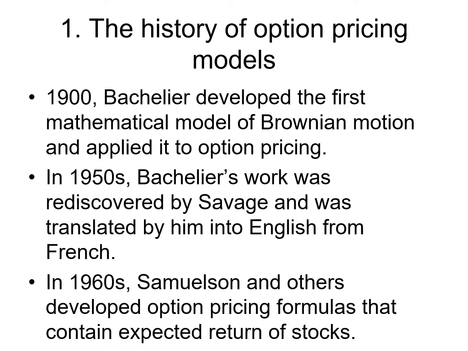The history of option pricing models. In 1900, Louis Bachelier developed the first mathematical model of Brownian motion and applied it to option pricing. In the 1950s, Bachelier's work was rediscovered by Jimmy Savage and was translated by him into English from French. In the 1960s, Samuelson and others developed option pricing formulas that contained the expected return of stocks.